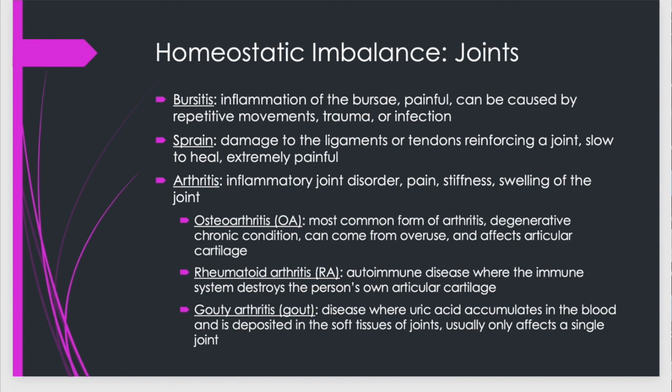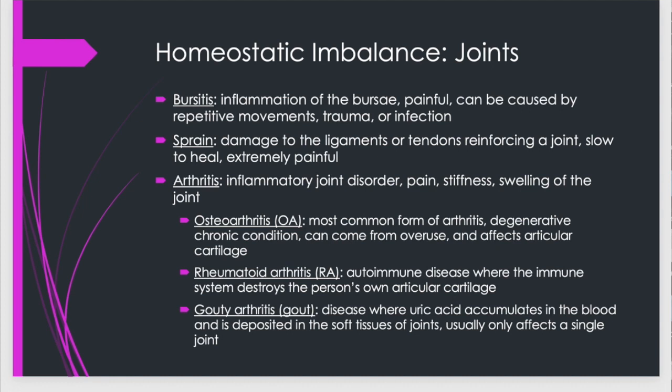So first we have osteoarthritis, or OA. That's the most common form of arthritis. It's a degenerative condition, so it gets worse over time. It can come from overusing the joints. And again, it's going to affect that articular cartilage. That articular cartilage would wear away, or become inflamed and painful.